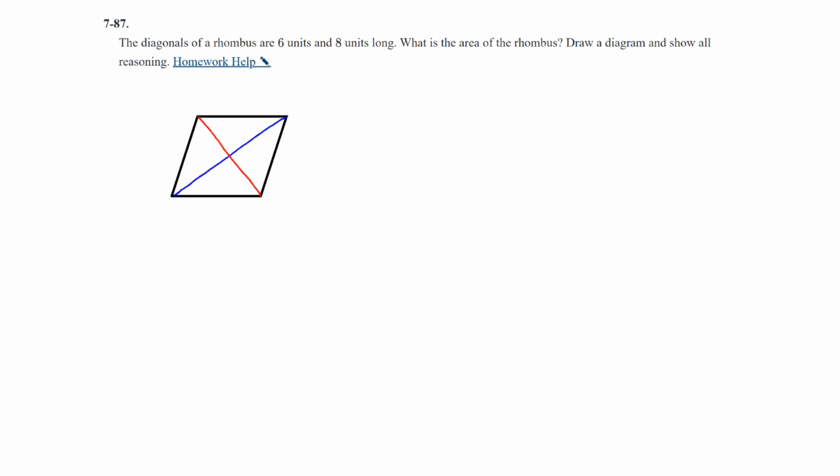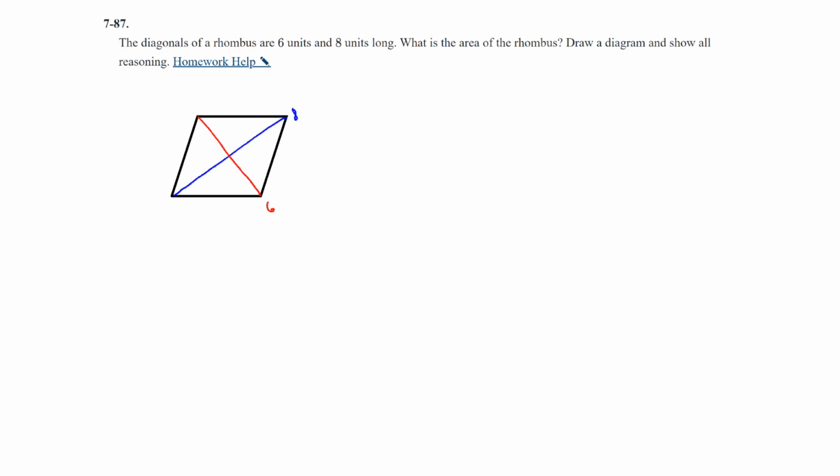Alright, so let's say the red one is 6 units and the blue one is going to be 8 units. And I don't want to write those on the picture because I'm afraid that we're going to think one of the shorter line segments is that. What is the area of the rhombus? Now the rhombus is a parallelogram, so we really just need the base and the height. So can we find those things with the diagonals that we have? Or if we found the area of the triangles inside, we could add them up. So a couple different ways we go about doing this.